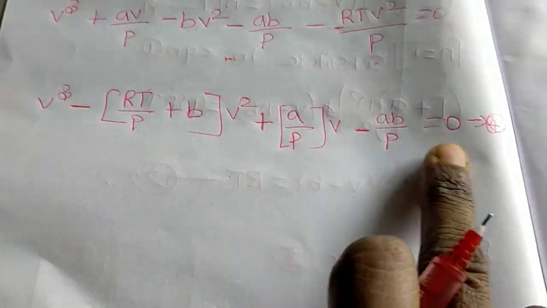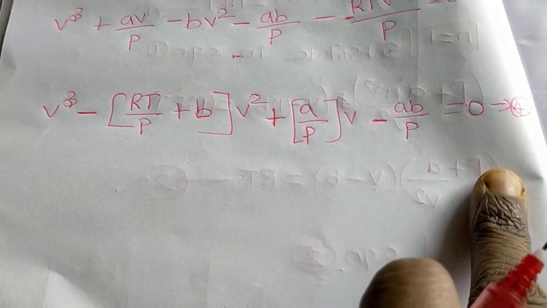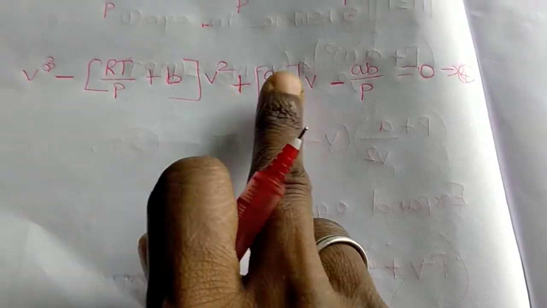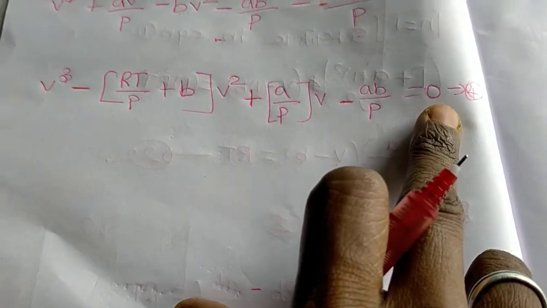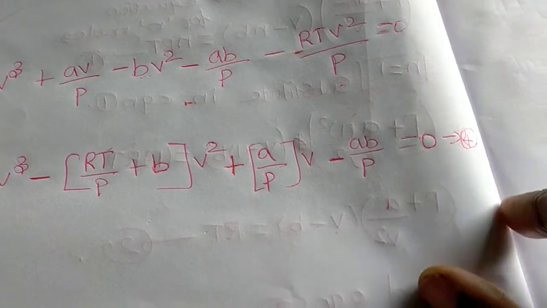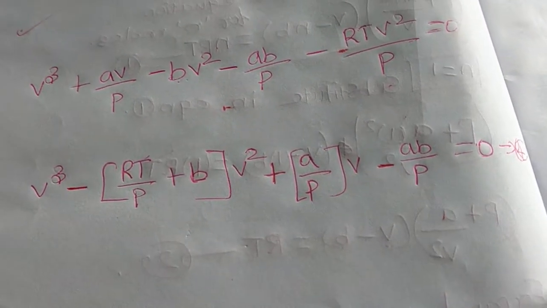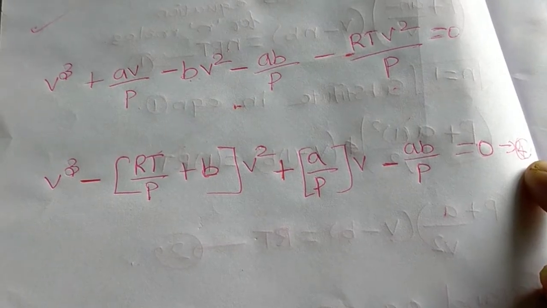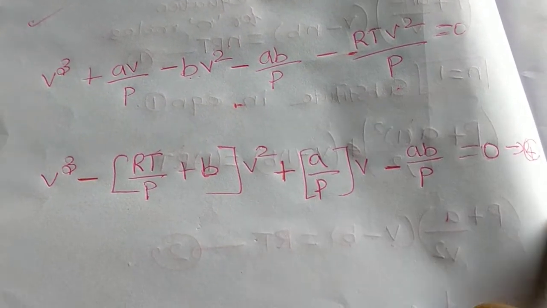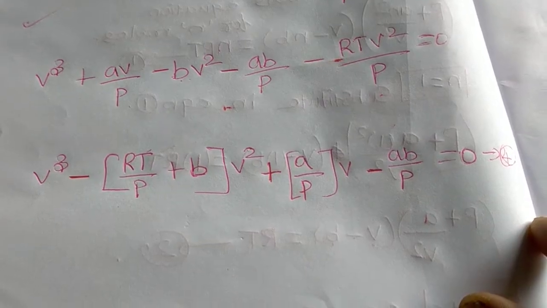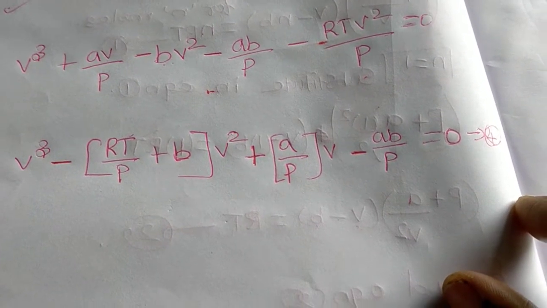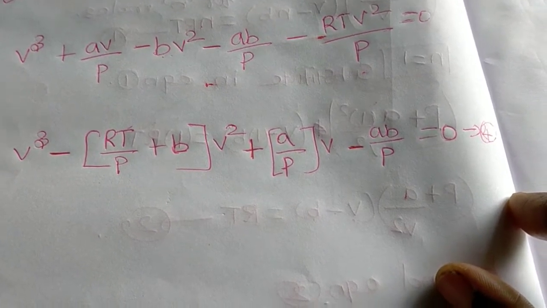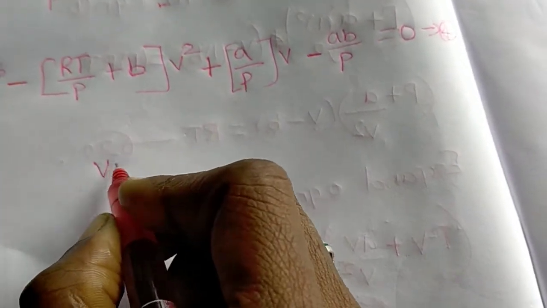If you see this equation 4, you can find out this is a cubic equation of v, right? v cube, v square, v and a number term, equal to 0. Here we use this calculation to find out the critical constants. What are the critical constants? Critical volume, critical temperature and critical pressure. So here we equalize that v is equal to Vc, that means volume v is equal to critical volume. So v is equal to, we consider that, okay.